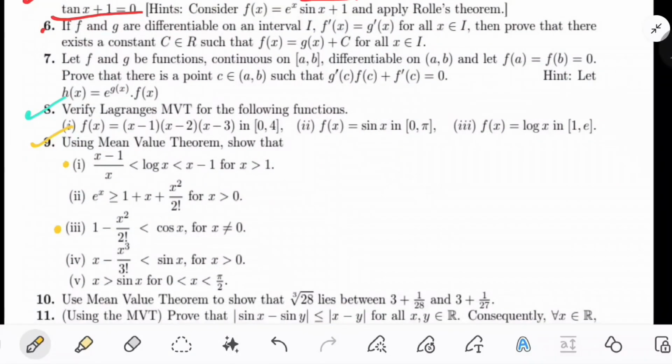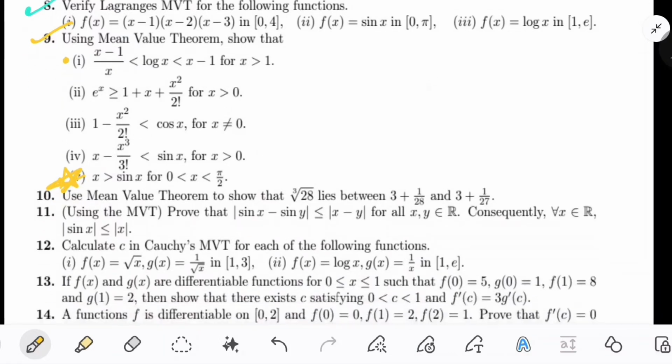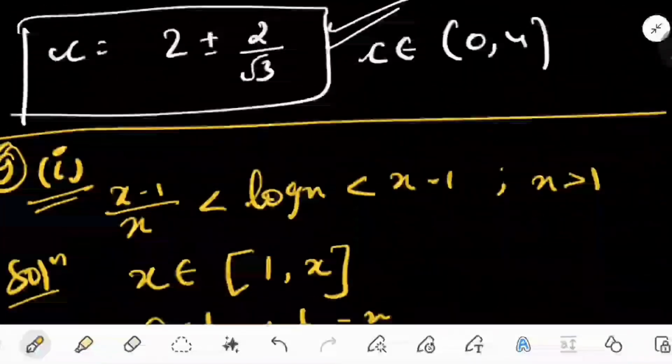So now you will do this question, cos x. No, you can't do this one, because it is related to Taylor series, so we won't worry about it. You will do this fifth one on your own. And the 10th one also you can do. Let's see how to do the 10th one, then we will proceed to our next topic of Cauchy mean value theorem, or generalized mean value theorem.